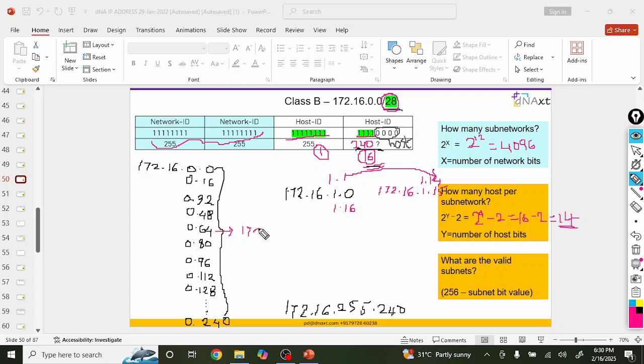Here let's see what will be the broadcast ID over here. It will be 172.16.0.63. Sorry, my bad. 0.79. The previous of the next one. Clear? When we are talking about this, 0.63 will be the broadcast ID of this 0.48 one.